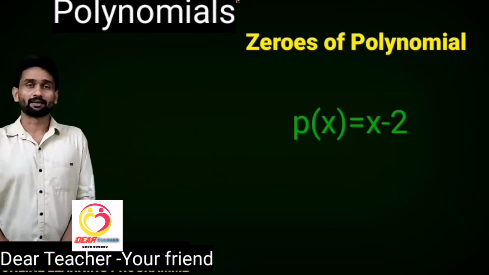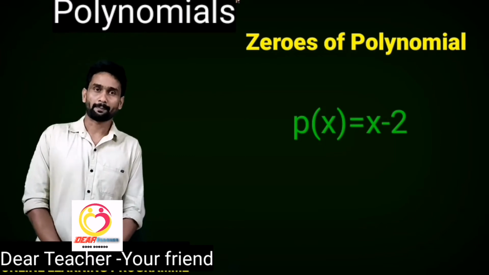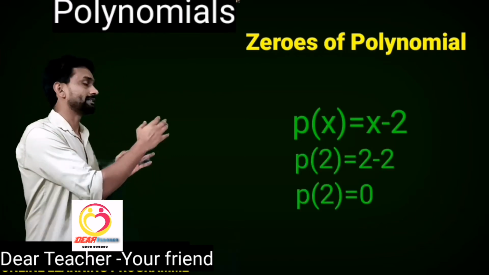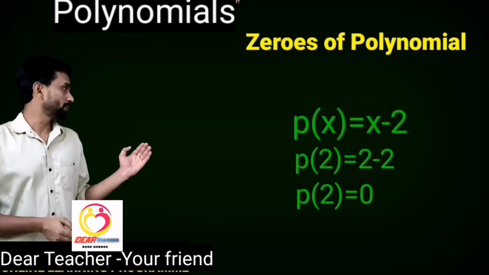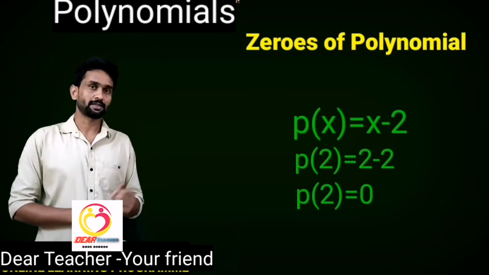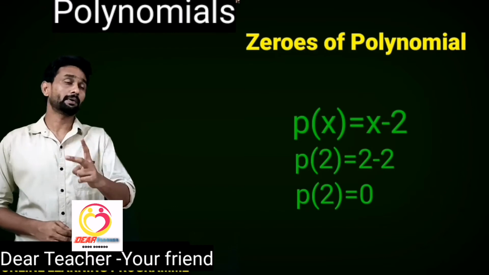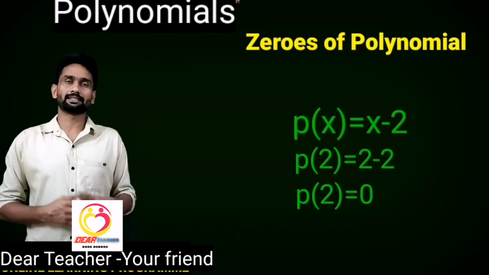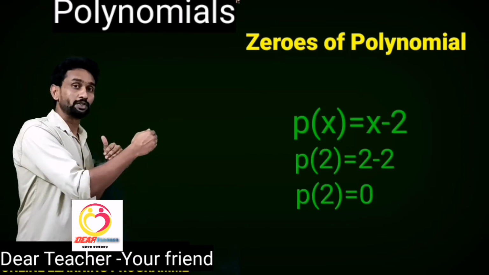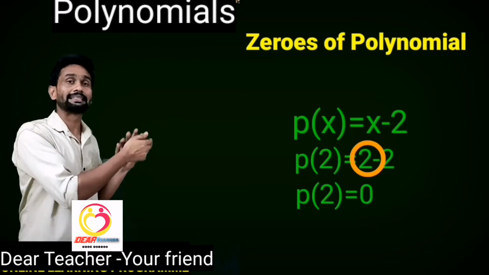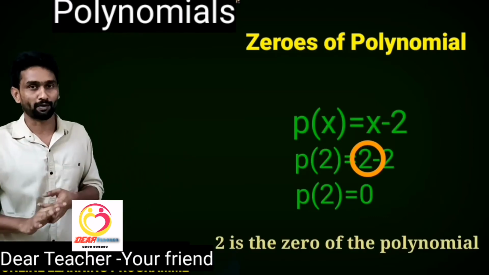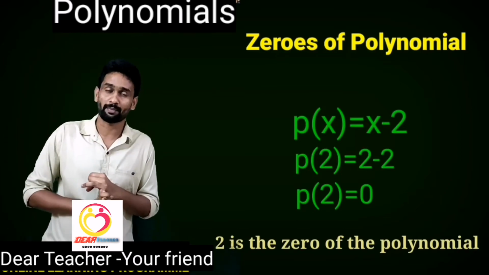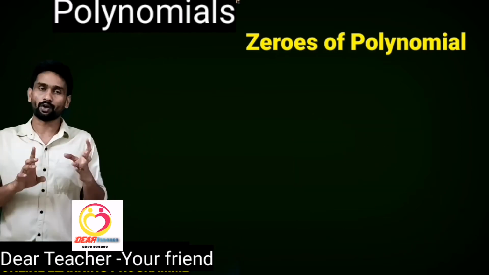Take p(x) equal to x minus 2. In the place of x, I am replacing x by 2. So we can write p(2) equal to 2 minus 2. Here I use the real number 2. 2 minus 2 is equal to 0. While applying 2 in the place of x, the result is 0, then the 2 is called a zero of the polynomial, or root of the polynomial, or solution of that polynomial.